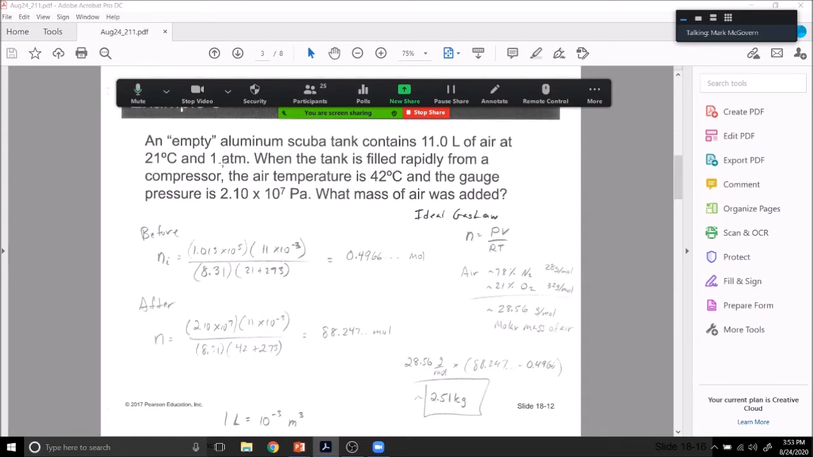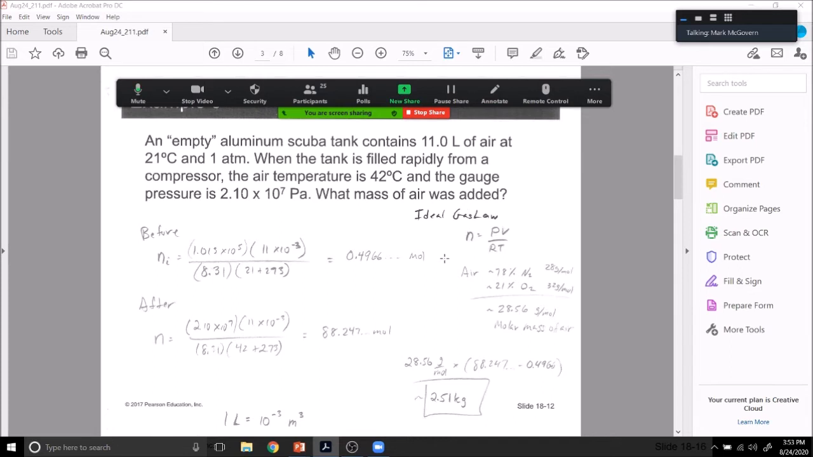I know it's very common to say, oh, temperature doubled. It didn't double. The only time you can say a temperature doubles or halves or anything like that is when you do things in kelvins. Anyway, we get 88.247 moles for the after thing. We're going to subtract those numbers, which I did right here. And then we've got to figure out how much mass of air that is.